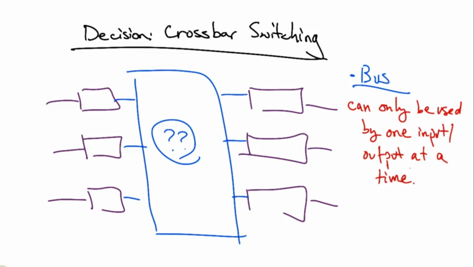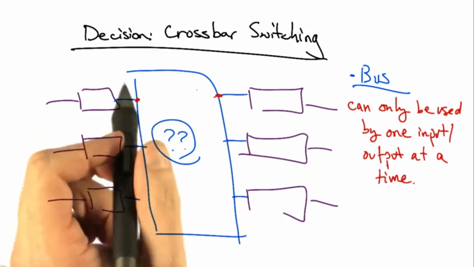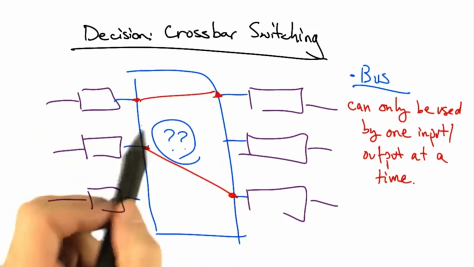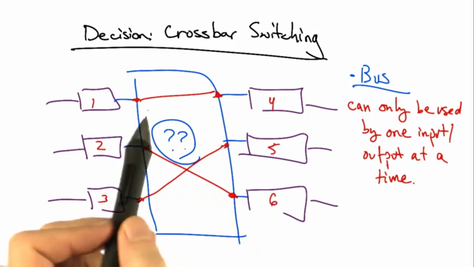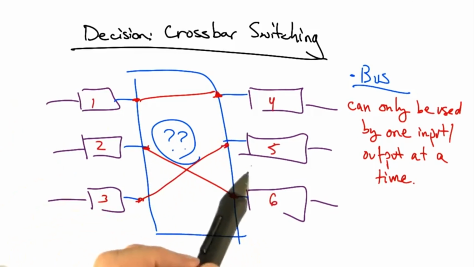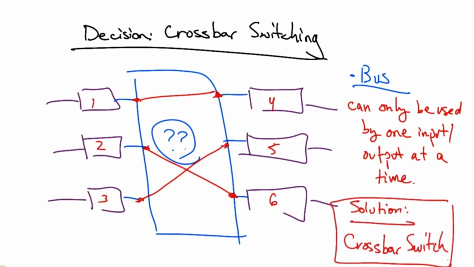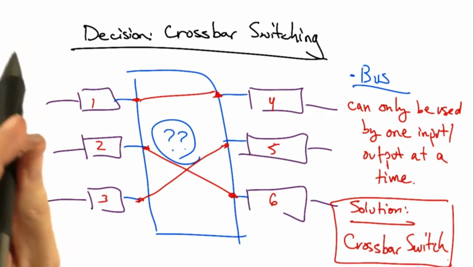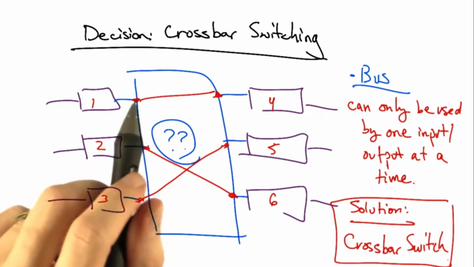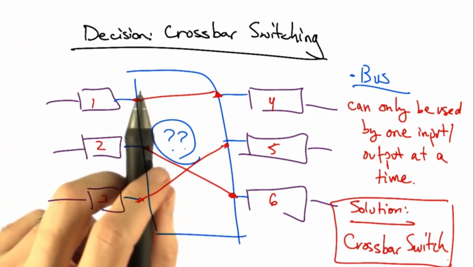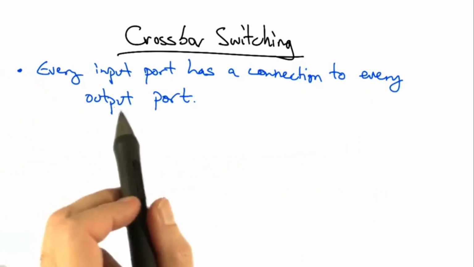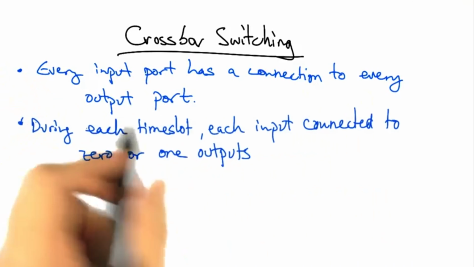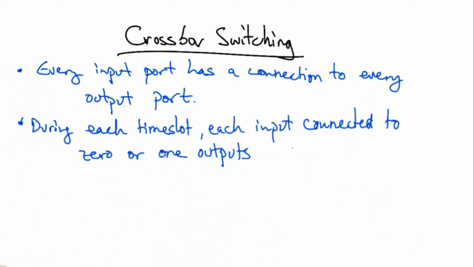What we'd like to do is enable input-output pairs that don't compete to send traffic from input to output during the same time slot. For example, 1 should be able to send to 4, 2 to 6, and 3 to 5 all in the same time slot. The solution to this problem is to create what's called a crossbar switch, or sometimes also called a switched backplane. In crossbar switching, every input port has a connection to every output port, and during each time slot, each input is connected to 0 or 1 outputs.